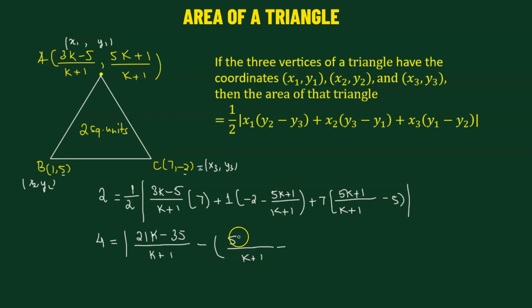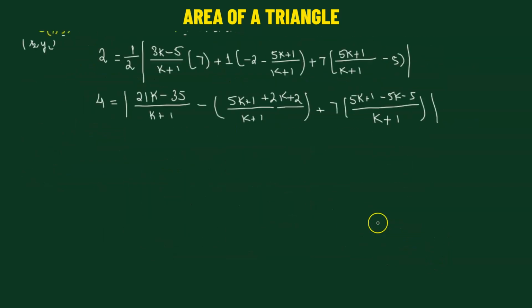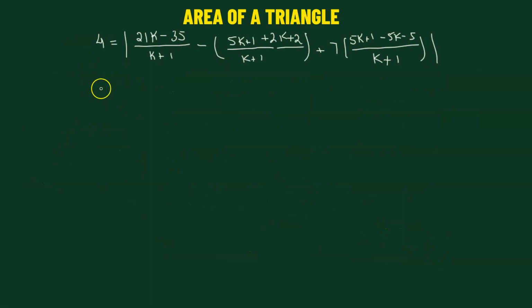So here in the numerator, we're going to get 5k plus 1 added to 2k plus 2. This will be added to 7 times. We're going to combine the two terms, but in the parentheses, we have k plus 1 as the common denominator. In the numerator, we have 5k plus 1 minus 5k minus 5. Let's further simplify. Now we will have 4 equals the absolute value.